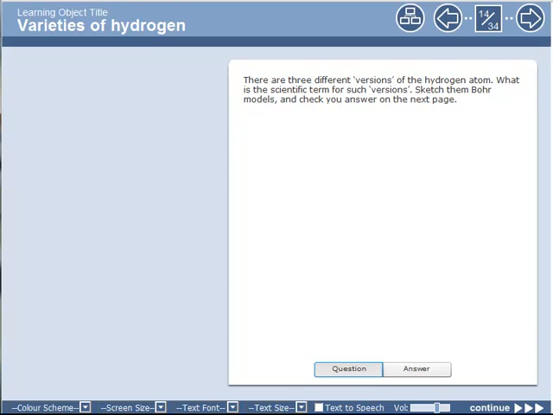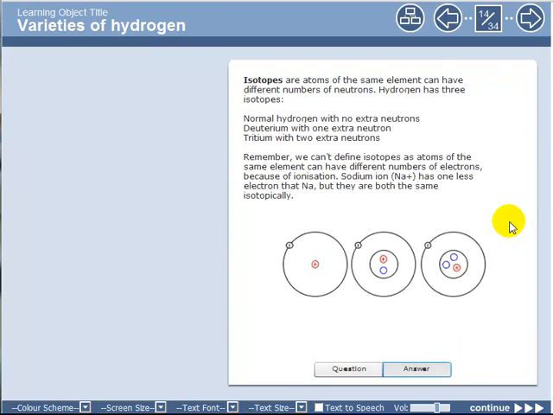Right, okay, I agonised over the wording here. There are 3 different versions of the hydrogen atom. What is the scientific term for such versions? And sketch them as Bohr models and check your answer on the next page. So, as usual in these things, pause the video, get your pen and paper out and have a little run through what you think the answer is. Right, okay, moving on, we'll have a look at the answer.